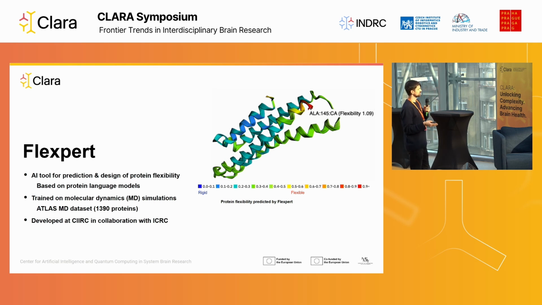To train FlexPert, we use data coming from the molecular dynamics simulations, in particular the Atlas MD dataset, which contains simulations of almost 1,400 proteins. And these molecular dynamics simulations are actually a great way to estimate the protein flexibility. The problem with it is that it's super slow. So it can take weeks to simulate the protein dynamics using molecular dynamics. And that motivates us to develop a neural network-based predictor which would be much faster.